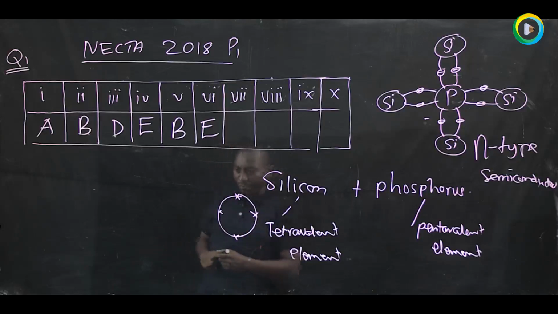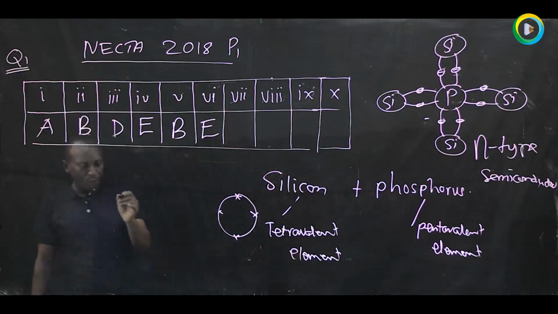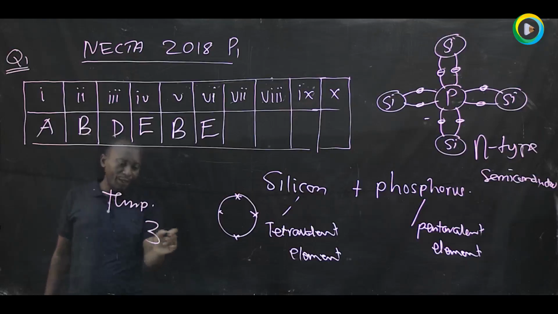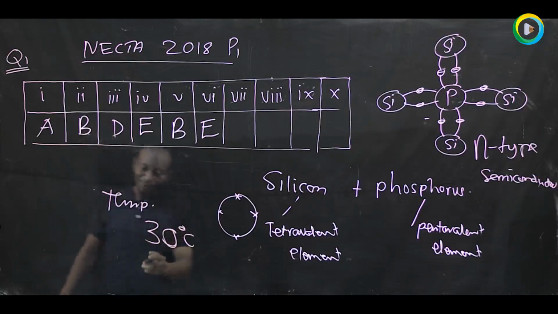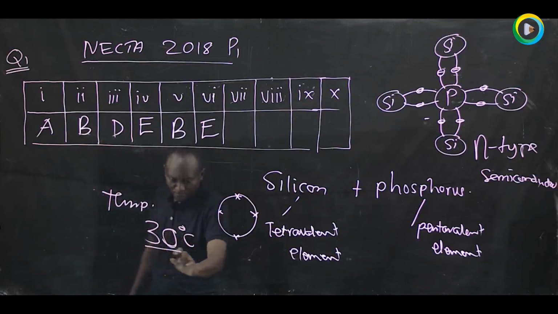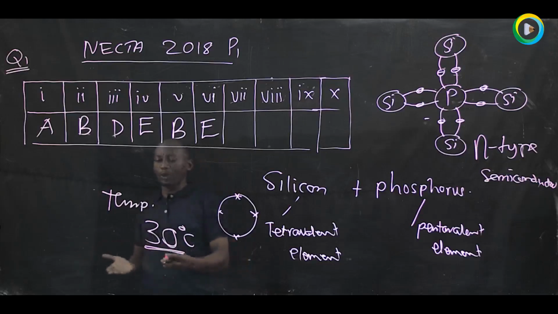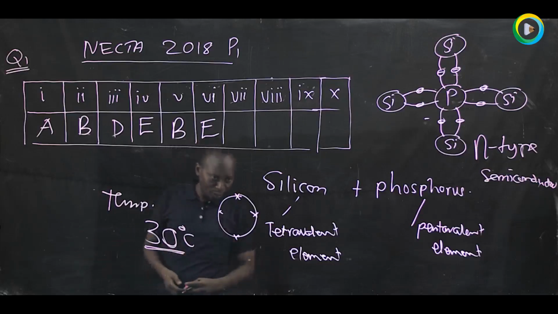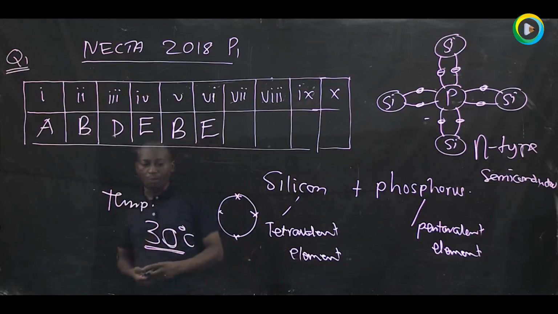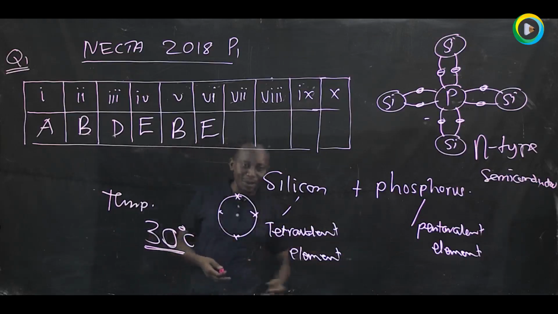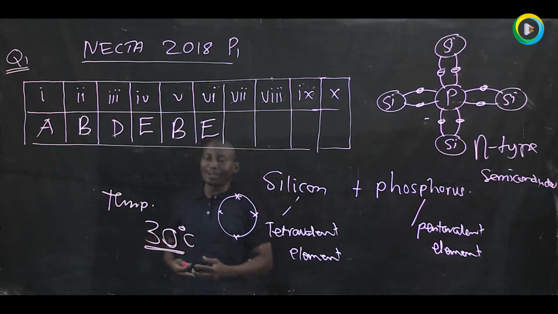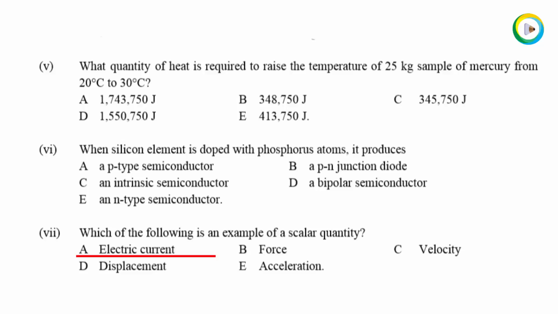When we say the quantity has magnitude only, for example, when you are talking about the temperature of a body, the temperature of a body is 30 degrees centigrade. Temperature is a scalar quantity because we are talking about magnitude only. Temperature has no direction. Hatuwezi kusema kwamba the temperature of a body is 30 degrees centigrade north. Hatuna kitu kama hiki. Hatuwezi kusema the temperature of a body is 30 degrees centigrade towards the right or towards the left, or the temperature is 30 degrees centigrade upward. We can't say that.